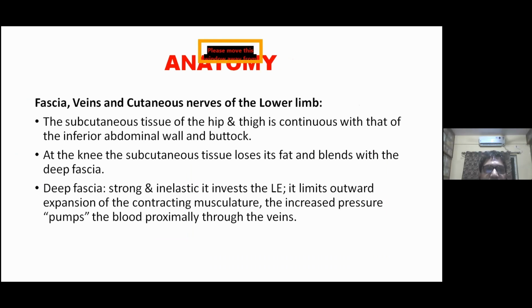Now coming to anatomy. You have to know the fascias, veins, and cutaneous nerves of the lower limb along with a little bit of lymphatics of the lower limb. The subcutaneous tissue of the hip and thigh is continuous with that of the inferior abdominal wall and buttock. At the knee, the subcutaneous tissue loses its fat and blends with the deep fascia. Deep fascia is strong and inelastic. It invests the lower limb. It limits outward expansion of the contracting musculature. Thus, the increased pressure pumps the blood proximally through the veins.